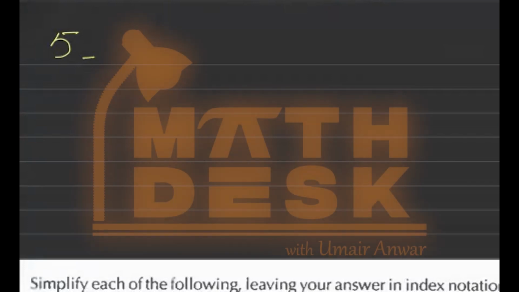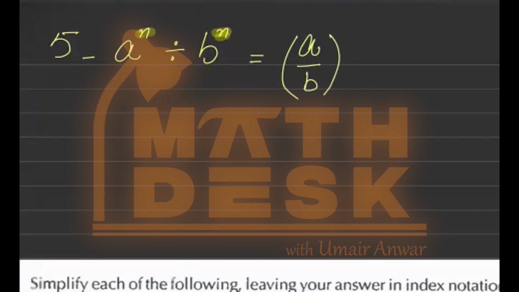Now, let's move on to the fifth law of indices. It is similar to the fourth law of indices. It says that when you have two different bases being divided, but you have the same index on both of them, then you could write them as the quotient and write a single index over them. So their quotient could be written as the base, and a single index can be written to represent the form which was written on the left hand side.